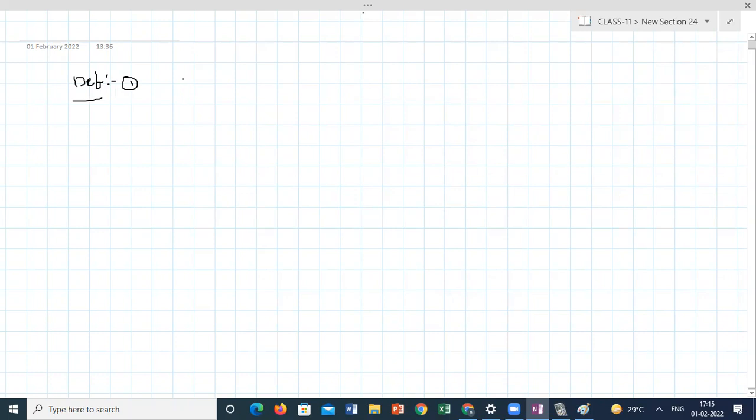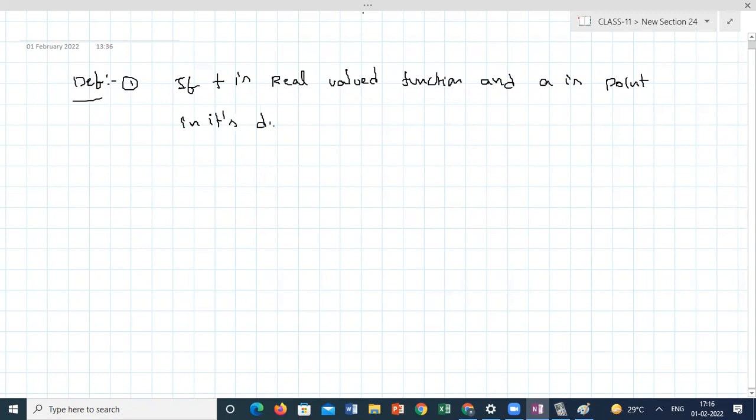One way of explaining differentiation: if f is a real valued function, so you understand whatever function you differentiate should be a real valued function, and A is a point in its domain. It's very simple. If A is increased a little bit, the change in the function is called the differentiation of the function at A.